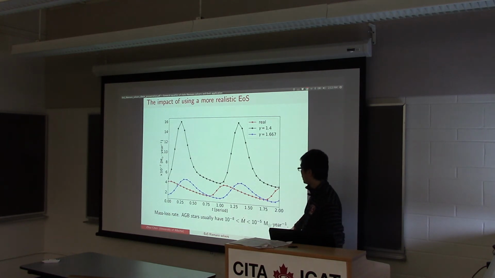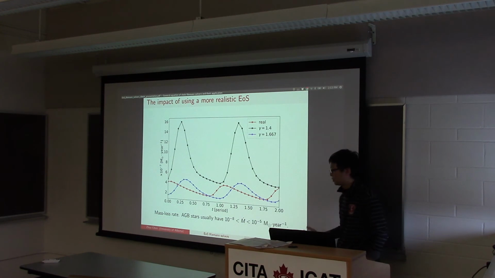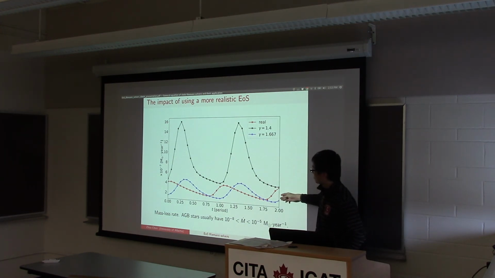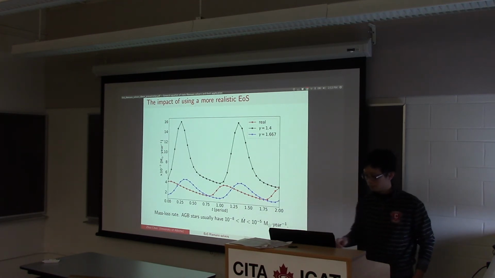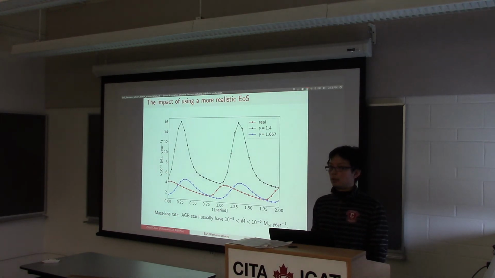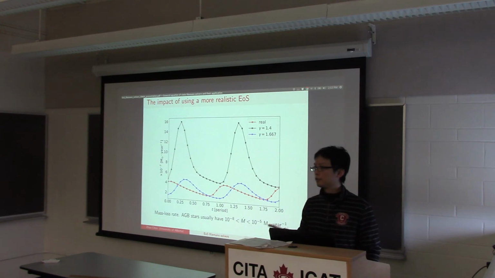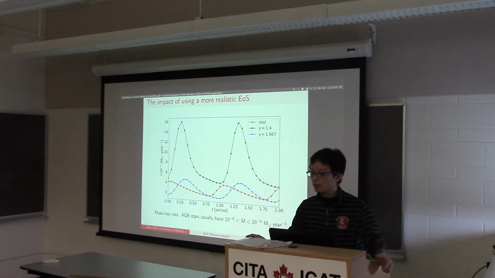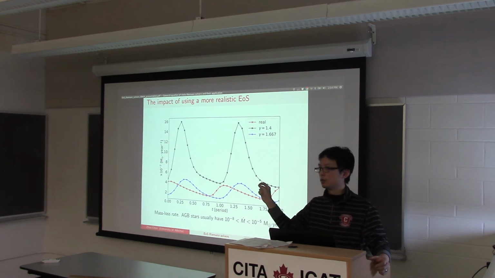A typical AGB star has a mass loss rate of 10 to the minus 8 to 10 to the minus 5. And here it is showing 10 to the minus 7 and up to 10 to the minus 6. So you do not have radiation pressure on dust? I don't have. What I'm missing is the energy transfer from radiation to dust.